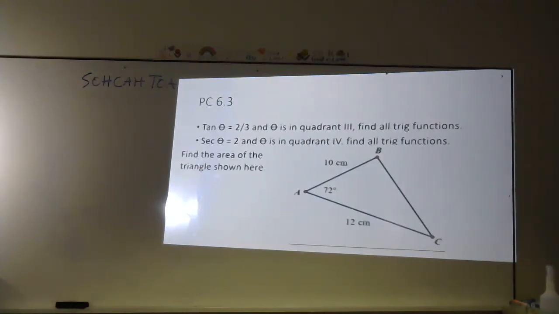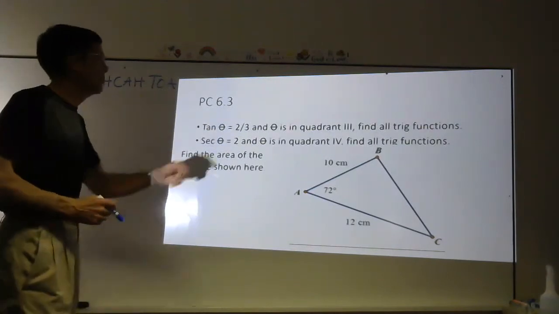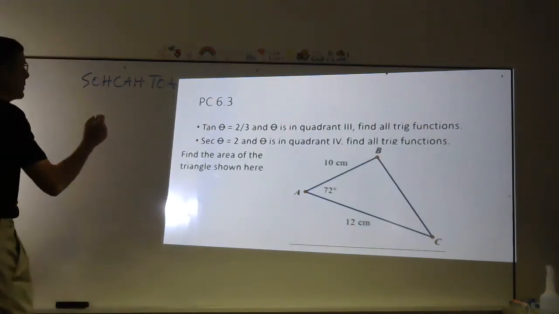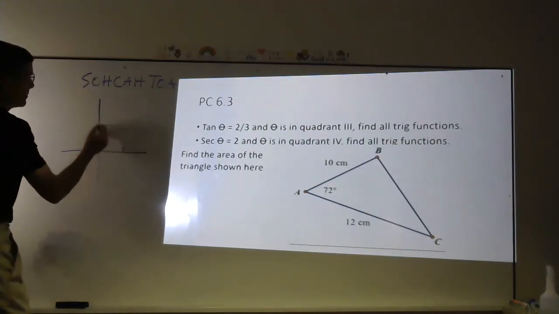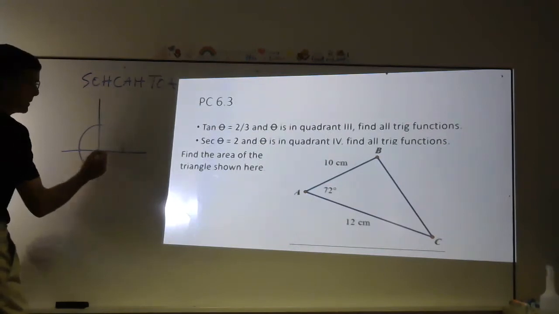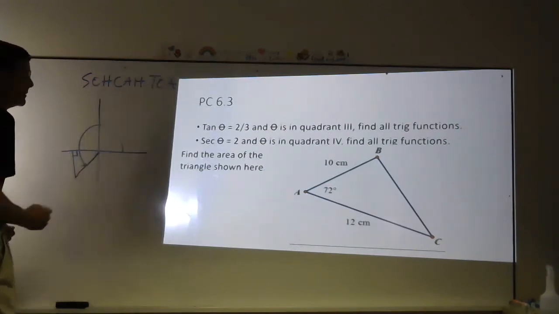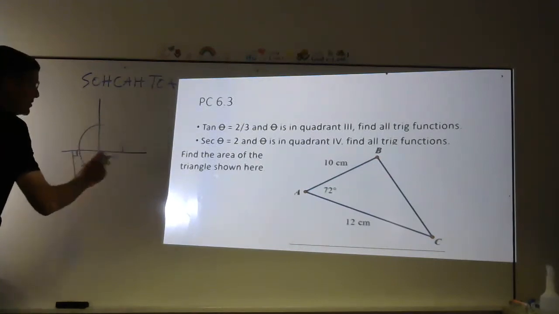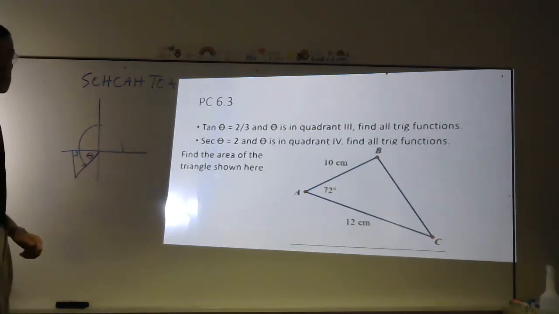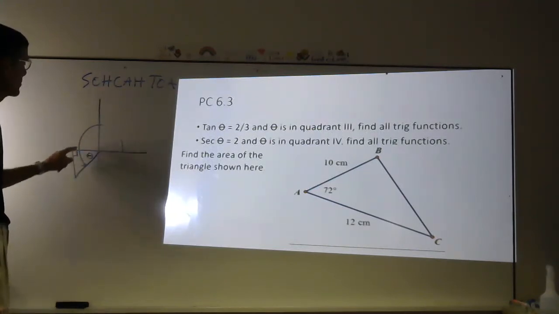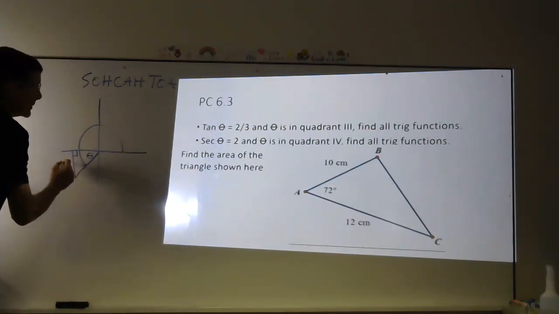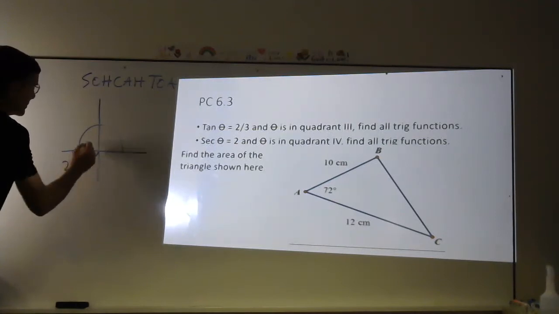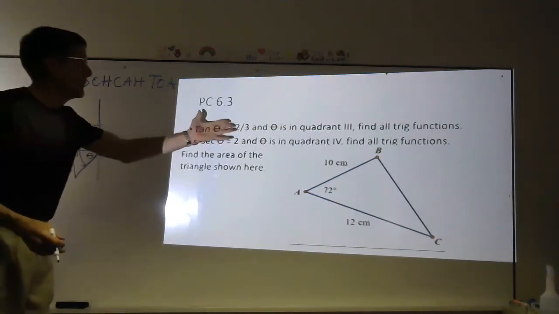Okay, a couple more of these. Tangent of theta is 2/3 and theta is in quadrant 3. Find all the trig functions. Okay, here we go. We are in quadrant 3, so we're going to come down here. Draw your reference triangle. Now, the tangent of this big angle is the same as the tangent of this reference angle, and the tangent is the opposite over the adjacent. Opposite over adjacent is 2/3. And tangent is positive in quadrant 3.